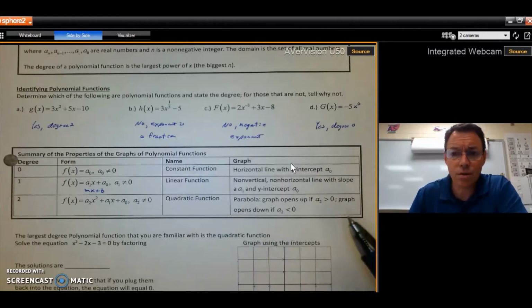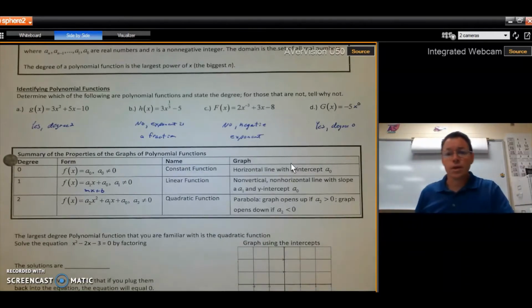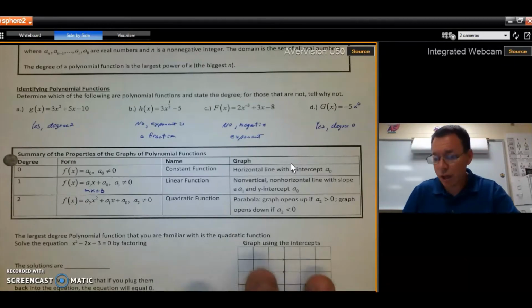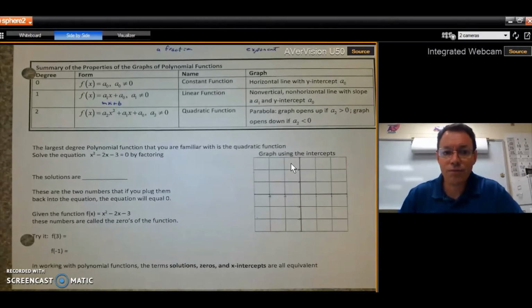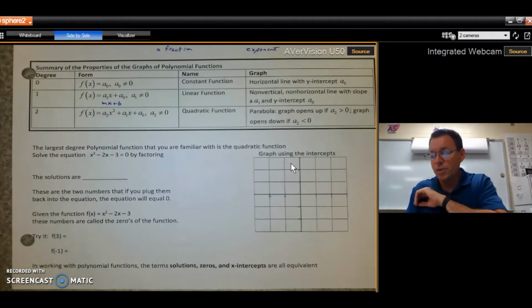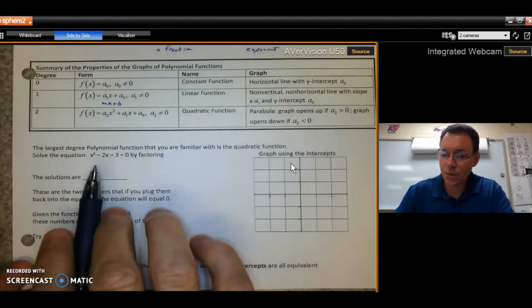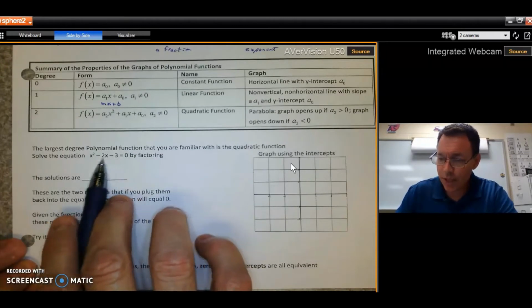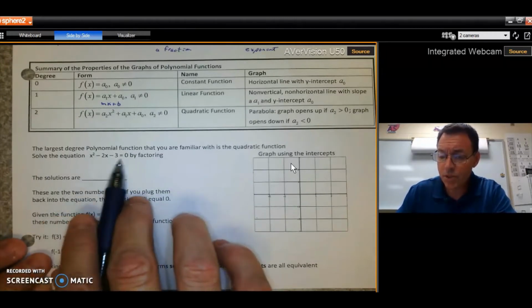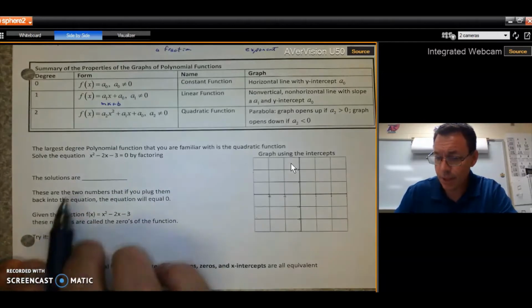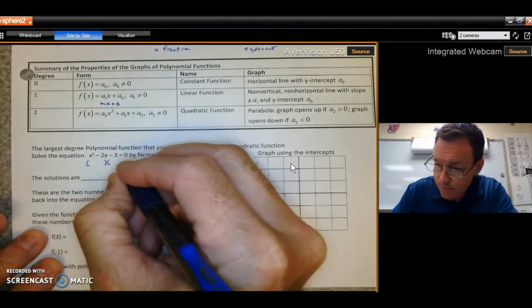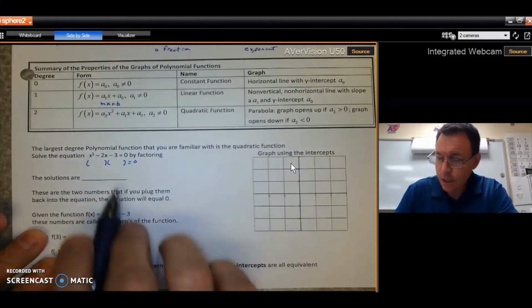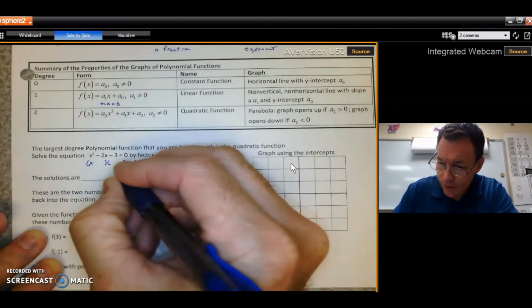And these are ones that you're familiar with. Later on, we're going to talk about x to the 3rd and x to the 4th. We'll talk about other powers, but we're going to start with what you're most familiar with. So the largest degree that you are familiar with as far as polynomials go would be a quadratic. So here's an example of a quadratic equation, and I want to solve this by factoring. All right, so x and x, that goes first.